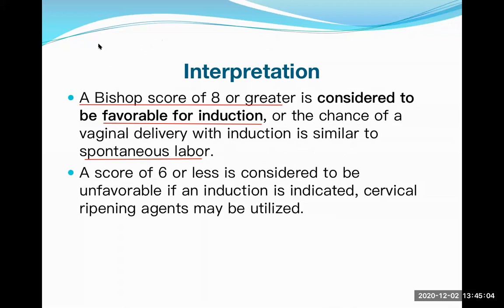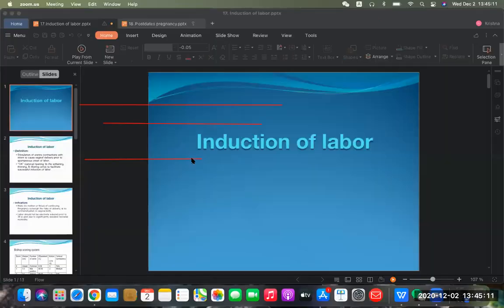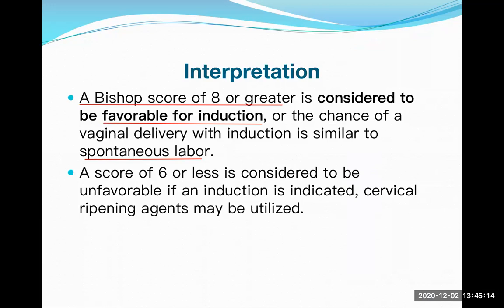So if anybody asks you this question, why you assess the Bishop score, your answer should be this. We calculate Bishop score to know whether there will be a successful induction of labor or not. If the score is 8 or greater, then there is a high chance of success of induction of labor. A score of 6 or less is considered to be unfavorable if an induction is indicated. Cervical ripening agents may be utilized. We want to make that cervix ripe first, and then only induction is tried.